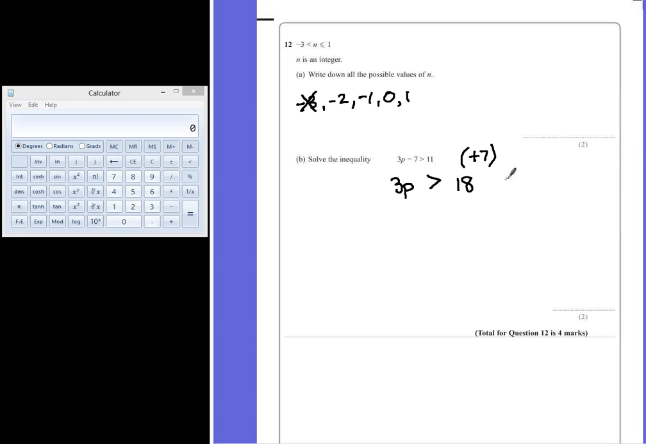If 3p is greater than 18, we can divide both numbers by 3 to find out what p is greater than. If we do the same to both sides, it keeps the inequality balanced. 3p divided by 3 is p. The greater than sign stays the same. 18 divided by 3 is 6. So the solution to our inequality is that p must be bigger than 6.